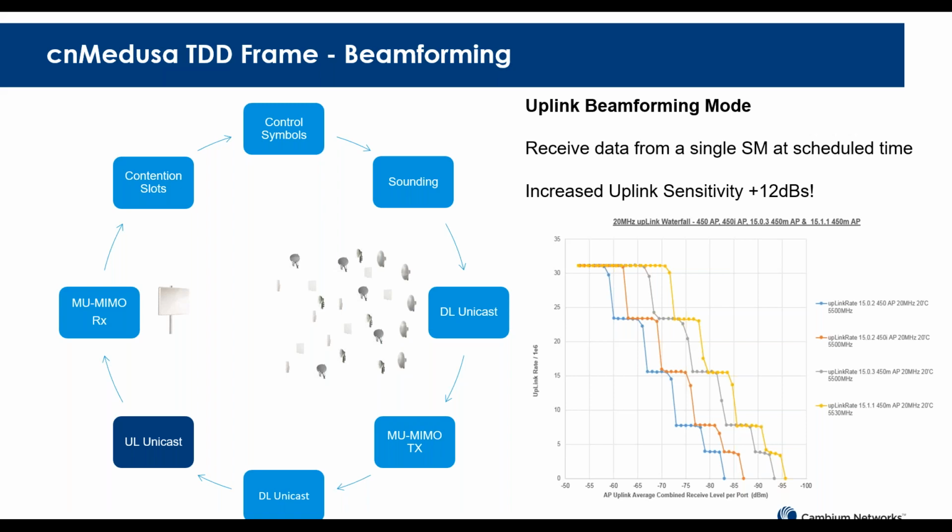If we compare the sensitivity of the PMP450M access point to the sensitivity of the PMP450, which is a traditional 2x2 access point, we see that the sensitivity is up to 12 dB better because of this capability of focusing all the energy in one specific direction.